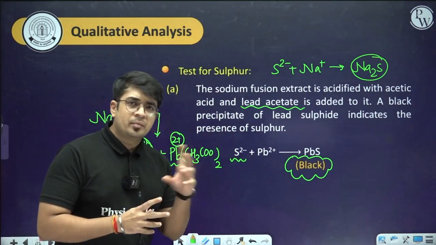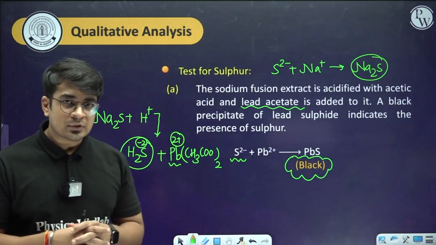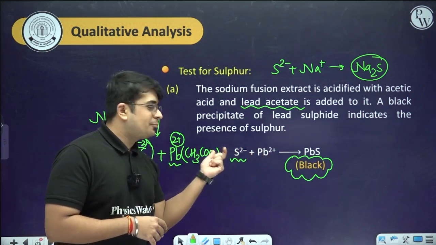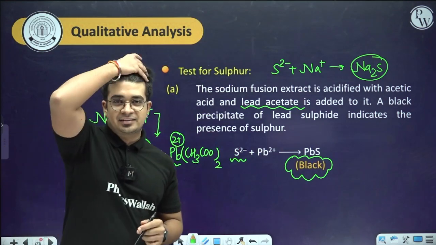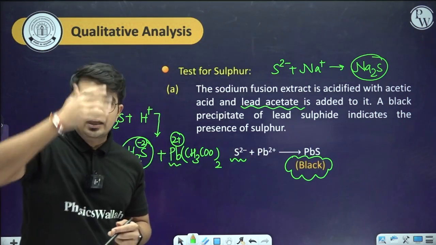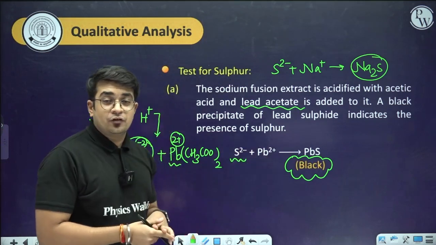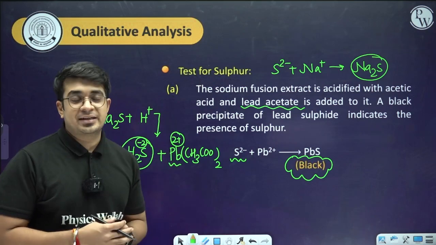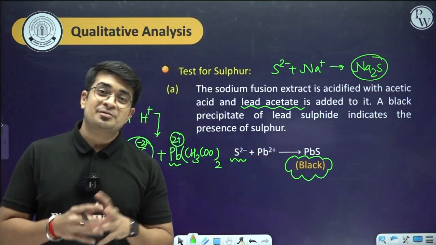So this entire test, if you remember the exact part of salt analysis, is a group 2 cation which again can be detected with the help of H2S in presence of acidic medium. So the reaction is exactly the same. If you want to check the presence of a sulfide ion, then you can use Pb2+. If you want to check the presence of Pb2+, you can use H2S in the acidic medium. Eventually, both these species are going to form PbS, which is black in color.